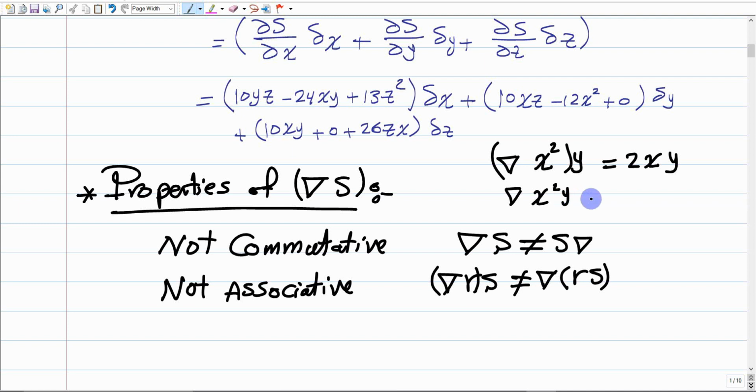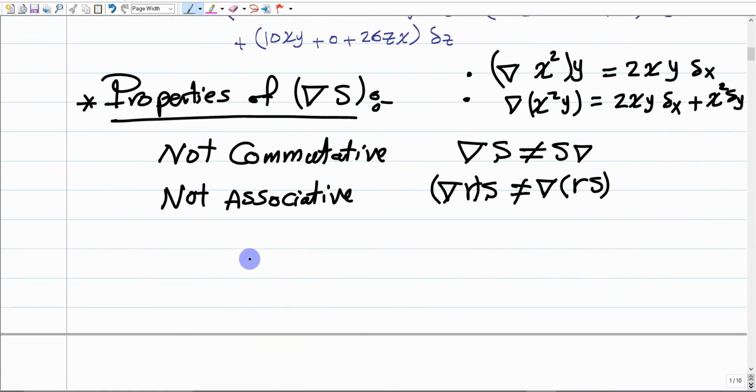How about if we switch? How about if we have the nabla of x squared y, and we do the multiplication of these two together? If we did it, we're going to end up with two terms here. Why? Because the first term is going to be 2xy delta x, only one component, but here we're going to end up with two components. One component is along x, the second component is in the y direction, which is going to be x squared delta y. So this is not equivalent to this one. Try it at home, you're going to find that there is a difference between the two operations.